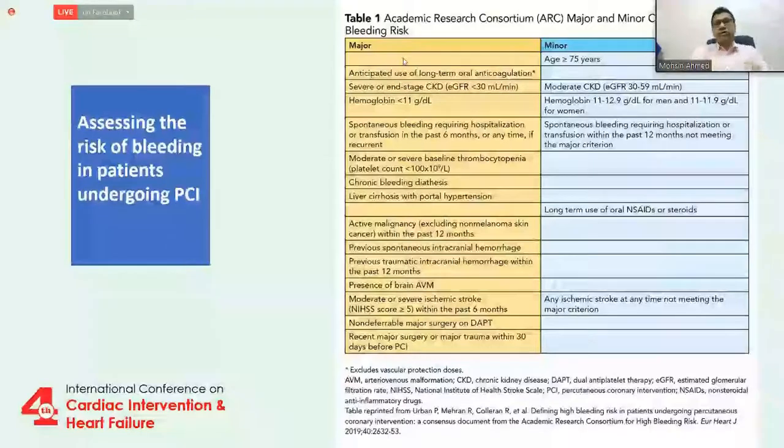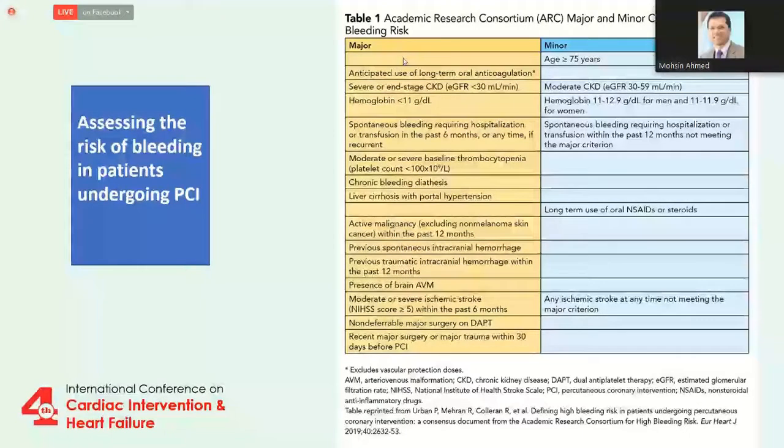So we should always be concerned about the risk of bleeding in patients undergoing PCI. We should be concerned because there is more chance of bleeding in CKD patients, advanced age, and stroke patients, hemorrhagic stroke. So we should look at the major and minor criteria to find out these cases.